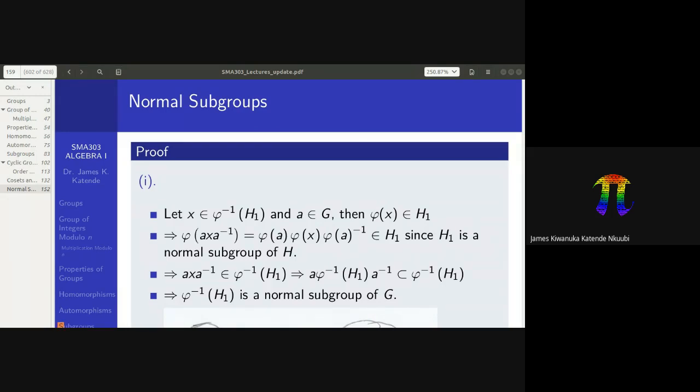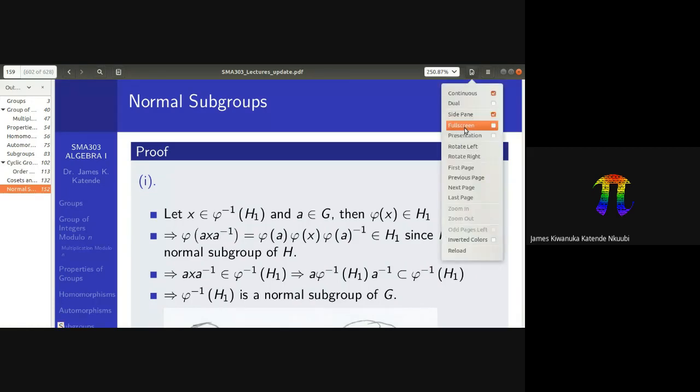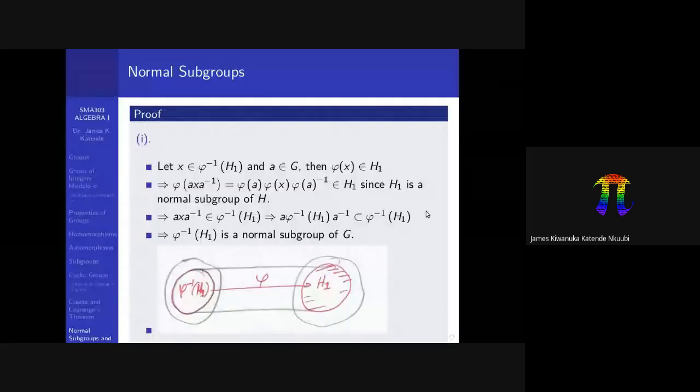So does it make sense? So this is a group G. This big circle here is a group G. On the other hand, this black one is H. Then we have a subset of H, which we call H1.